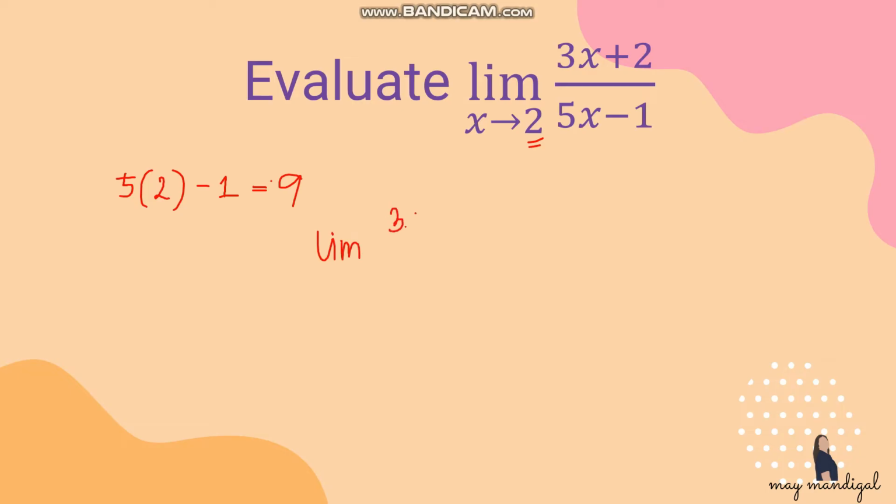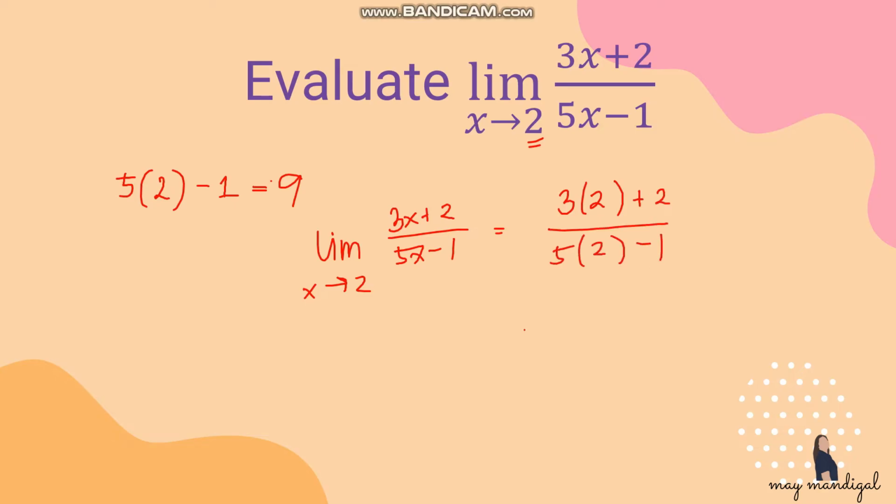Limit of 3x plus 2 over 5x minus 1 as x approaches 2. So let's substitute. We have 3 times 2 plus 2, all over 5 times 2 minus 1. And then simplify this. We have here 6 plus 2 is 8, and then 10 minus 1 is 9. So therefore, the limit of the function 3x plus 2 all over 5x minus 1 as x approaches 2 is equal to 8 over 9.